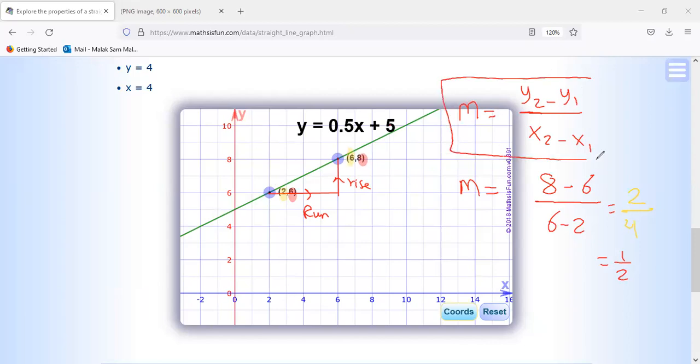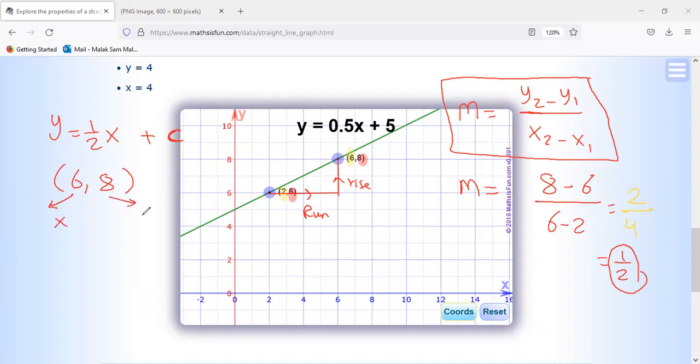How can we find the gradient if we have 2 points? It's y2 minus y1 over x2 minus x1. So the gradient is half, and the equation will be y equals half x plus c. I don't know c. What is c? c is the y-intercept. Because this line is passing through the 2 points, we can say that 6 and 8 satisfies the relation. 6 is x and 8 is y.